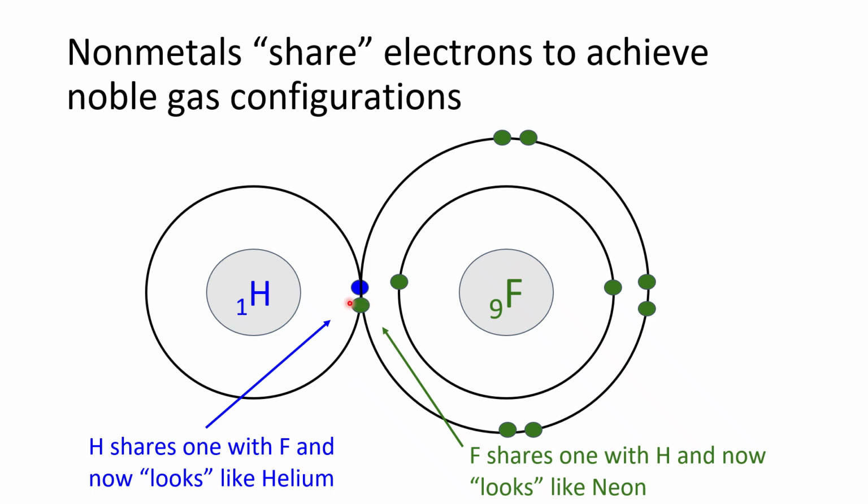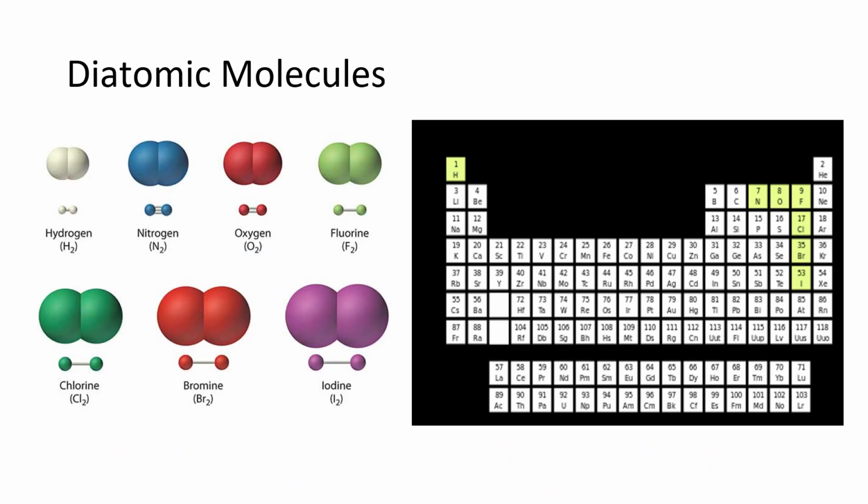Fluorine needs 1 more. Hydrogen won't just let go of it, so fluorine will share that electron. It'll share 1 with hydrogen, and 1 of hydrogen's will be shared with fluorine. So now fluorine thinks it has 10 electrons like neon.